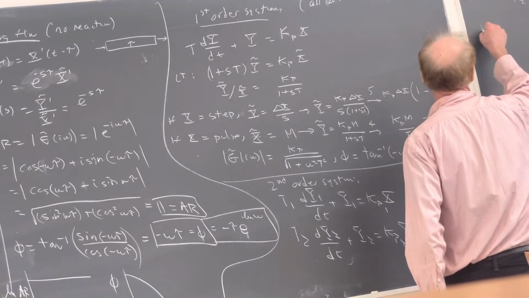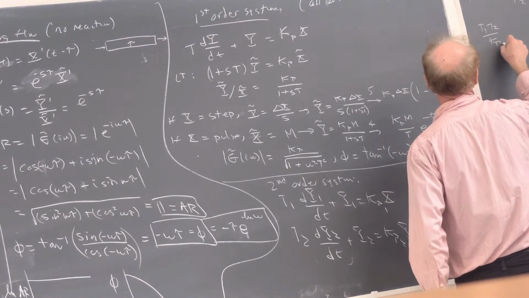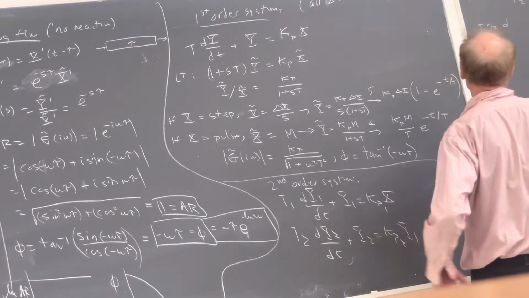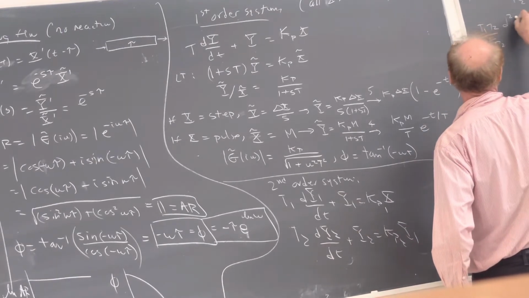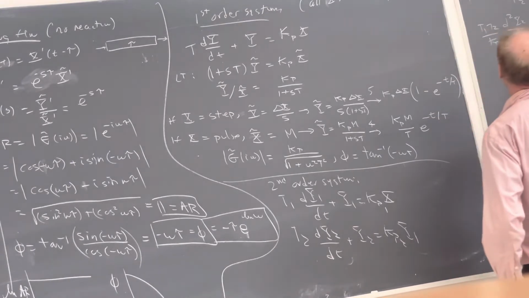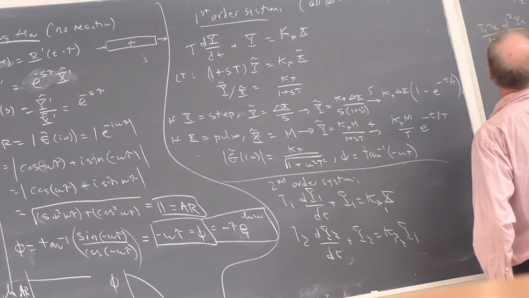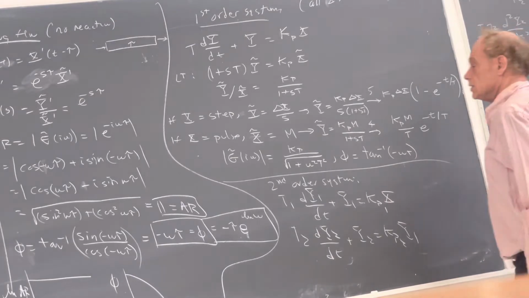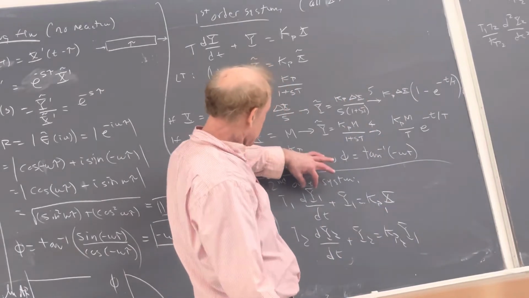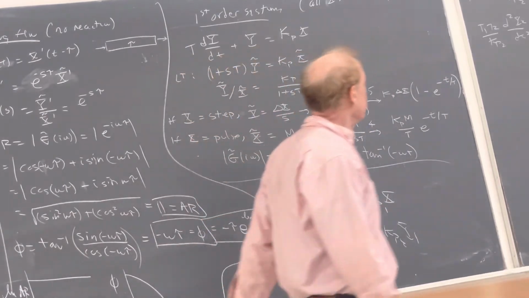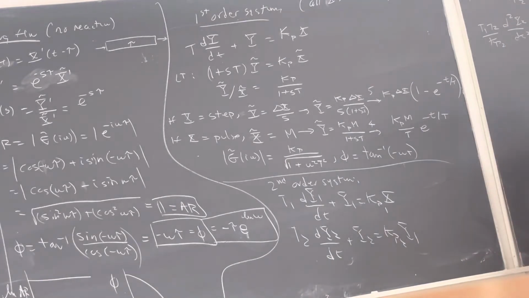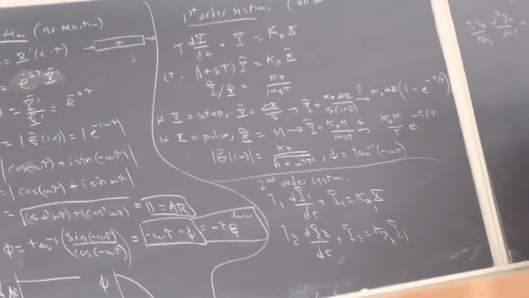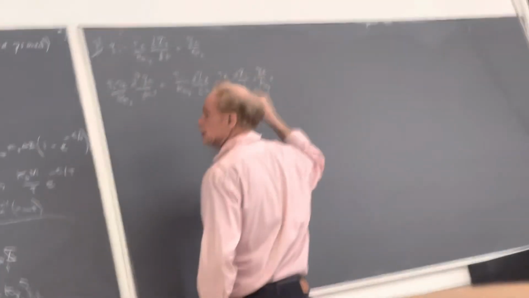So I have T1 T2 over Kp2 times d squared y2/dt squared, plus T1 over Kp2 dy2/dt. So what I did is I took the expression for y1 and plugged it in right here. Now I'm going to add the y1 term. So now I have plus T2 over Kp2 dy2/dt plus y2 over Kp2 is equal to Kp1 x.